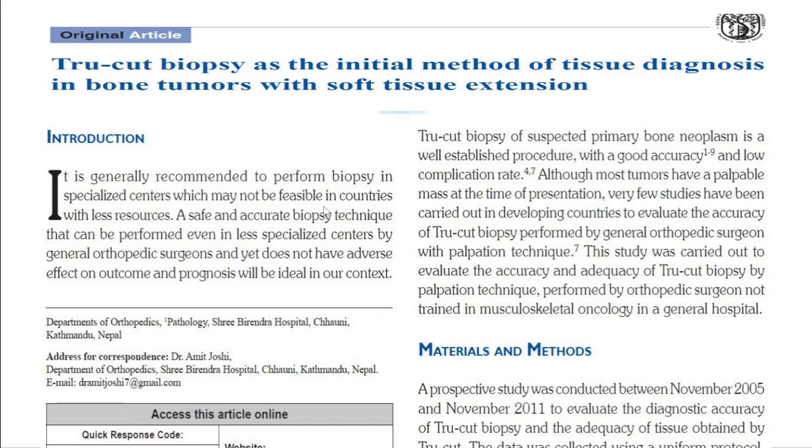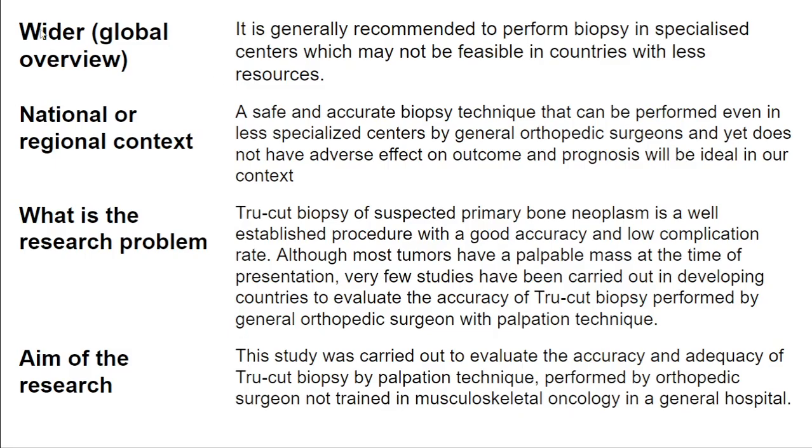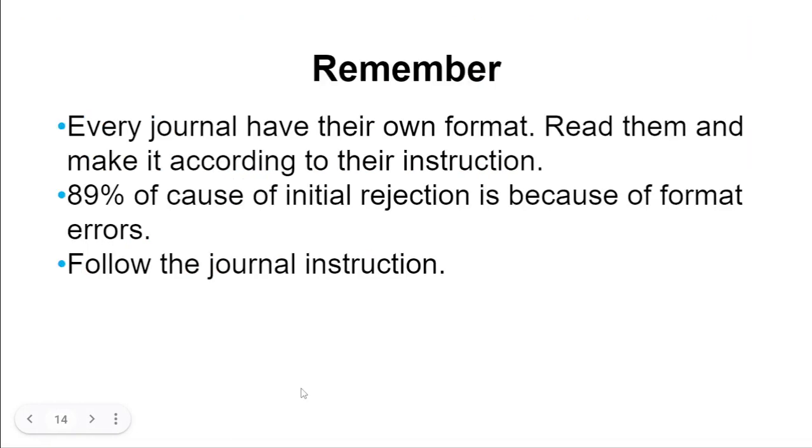This is a good example of a properly written introduction. This article has been published in a renowned journal. Here, they have first mentioned the wider global overview of the situation. Then they have mentioned the national or regional context. Then they identified the research gaps and research problems, and formulated the aim of the research.